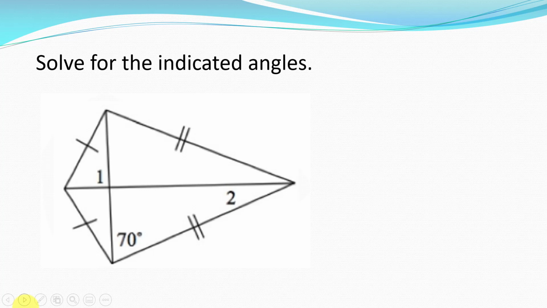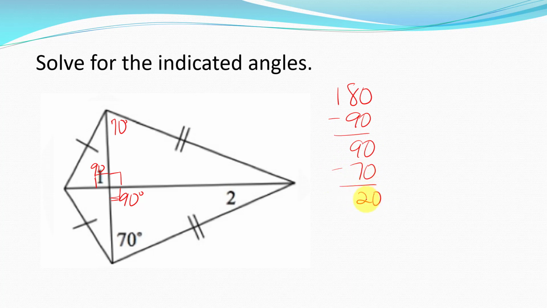Okay, so if we know this is 90, this is 90. This would have to be 70 as well. We know 1 is going to be 90. This one will be 90. 2 is going to be, this now makes a right triangle. So you have 180, minus 90, which leaves 90, minus 70 leaves 20. So this one has to be 20 degrees.